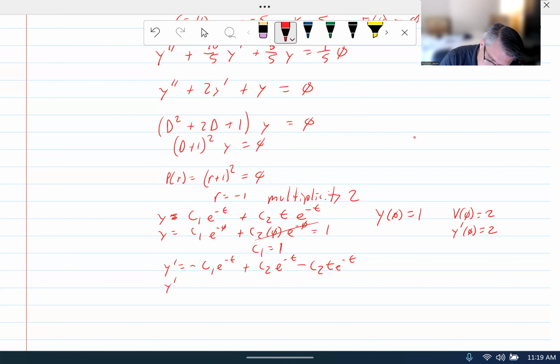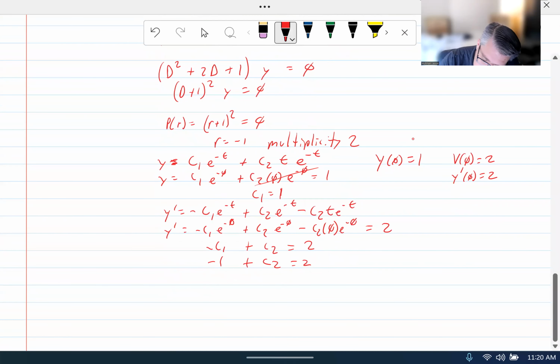So if we plug in our zeros here, negative c1 e to the negative 0 plus c2 e to the negative 0 minus c2 times 0 e to the negative 0 is equal to 2. So this tells me that negative c1 plus c2 is equal to 2. But we already know what c1 was. C1 was 1. So this is negative 1 plus c2 is equal to 2. And so c2 is equal to 3.